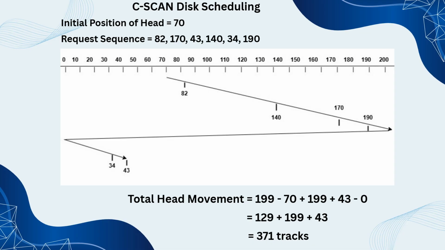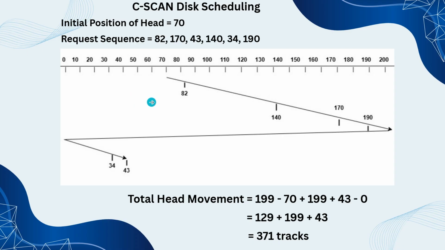The next type of disk scheduling is C-scan disk scheduling. It is also known as circular scan disk scheduling algorithm. So it is an improvement over the scan algorithm. In C-scan, the disk head moves in one direction, either left or right, and it serves all the requests in that direction until it reaches the end of the disk. So after reaching the end, instead of reversing the direction, the head jumps back to the beginning of the disk and starts serving the requests in the same direction. So this algorithm is suitable for circular disk structures.